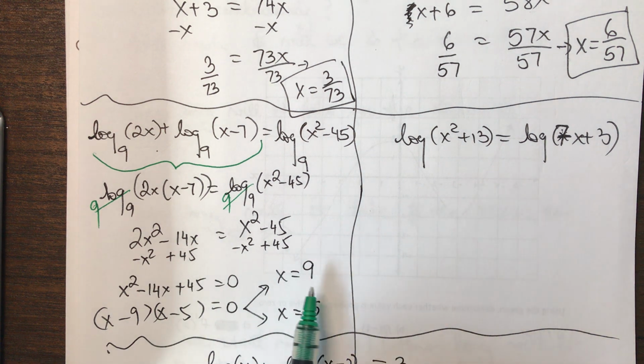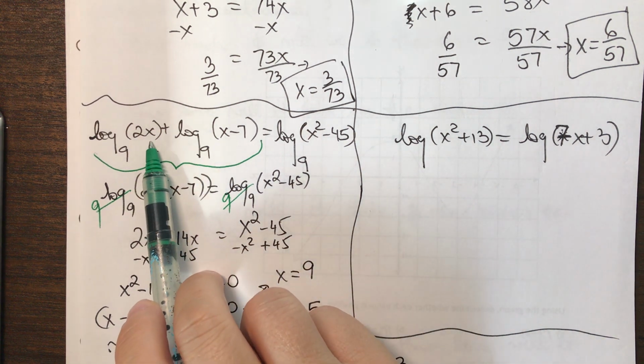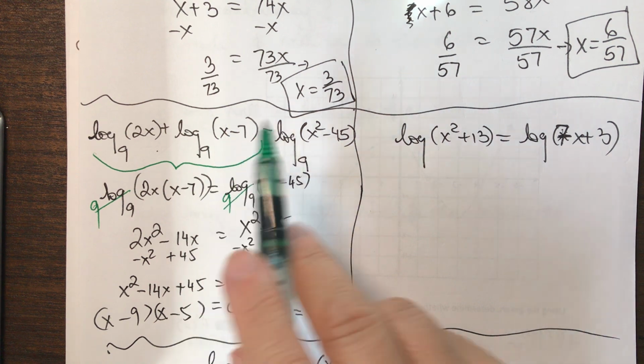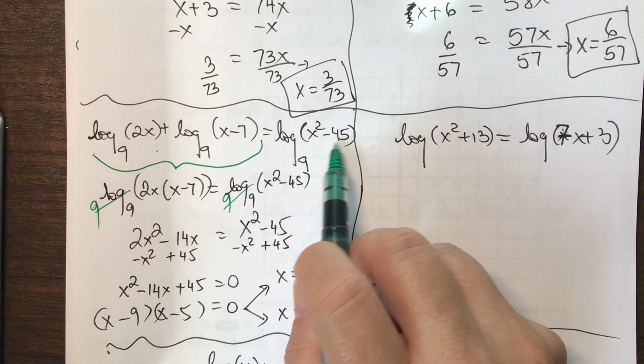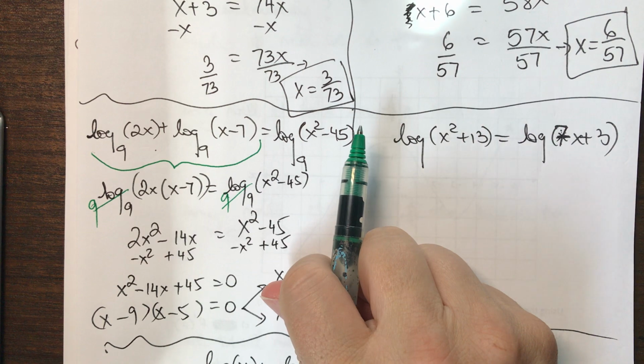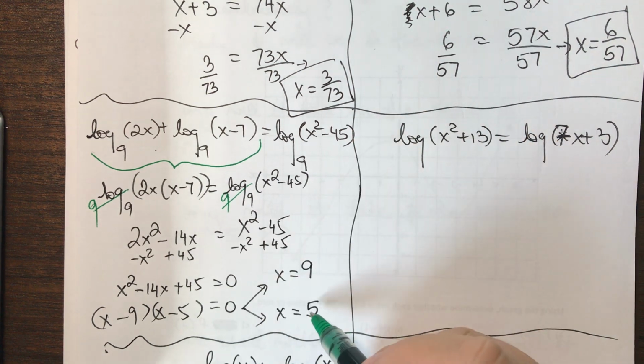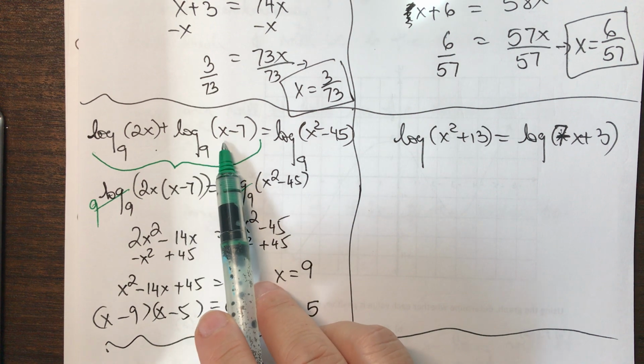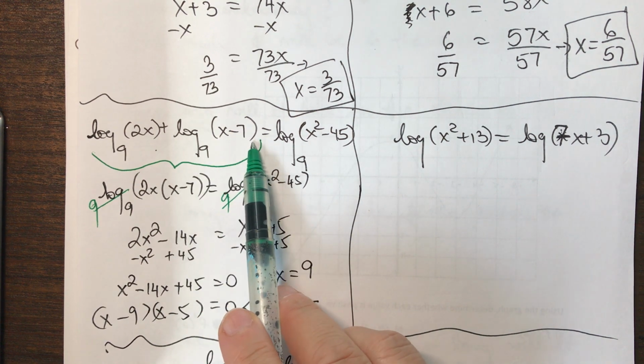So what do I mean by that? Is 2 times 9 positive or negative? Definitely positive, so that's going to work. 9 minus 7 is 2, that's going to work. 9 squared minus 45, that's going to be fine. However, what happens if I plug in a 5? It's okay here, but right away, log of 5 minus 7, log of negative 2, that's not going to work.